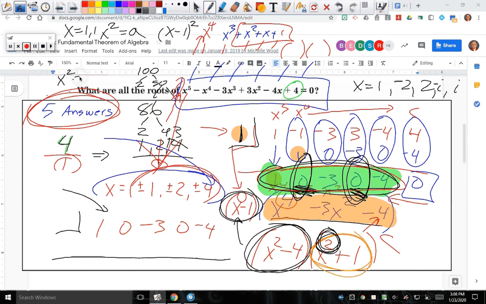X squared equals 0. What we learned today, how many answers should we have? 2. You with me? Which makes sense because if I wrote it out, it'd be x equals 0 and 0. You don't have to write it out twice. But if you wrote it out just one time, it means it's accounting for 2 answers. That's what a double root means.